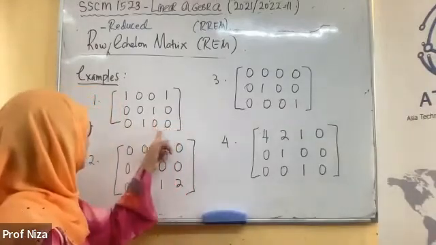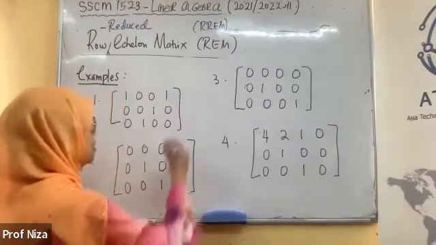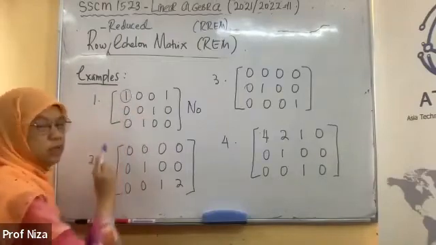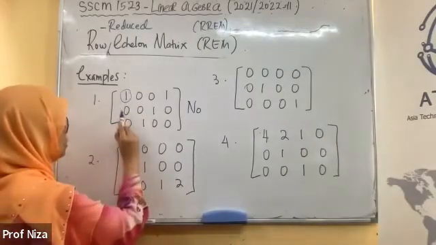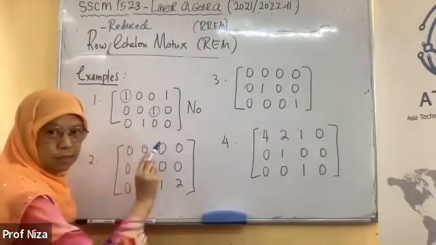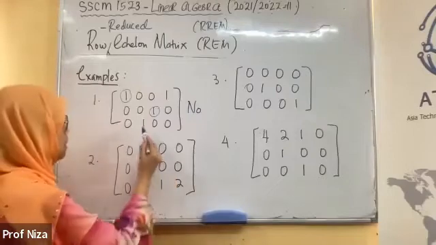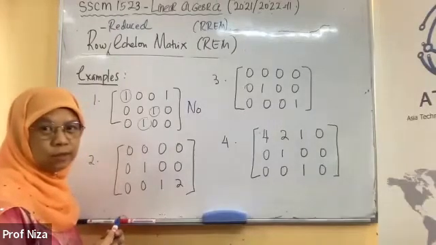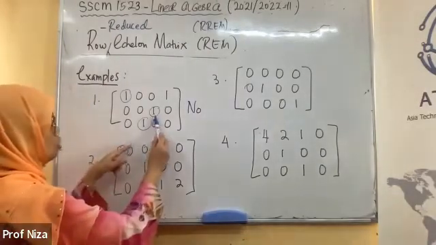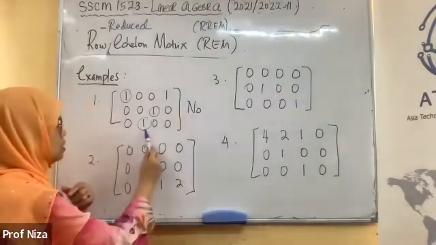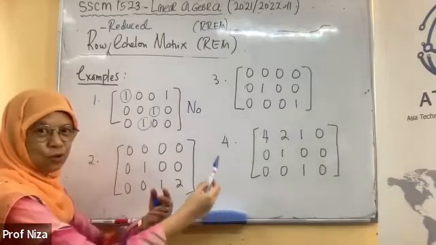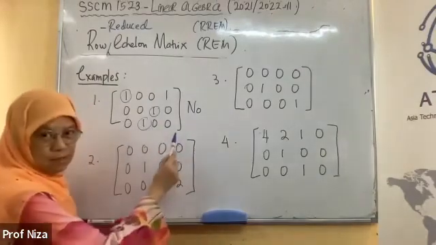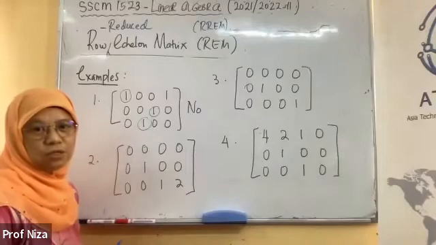Still number 1. Okay. No. The answer is no. Why? So you do the leading one here. Then you go to the second row. The leading one is here. And then you go to the third row. The leading one is here. So what is wrong? The leading one here is not to the right of the leading one here. The staircase should go down to the right. So the answer is no.